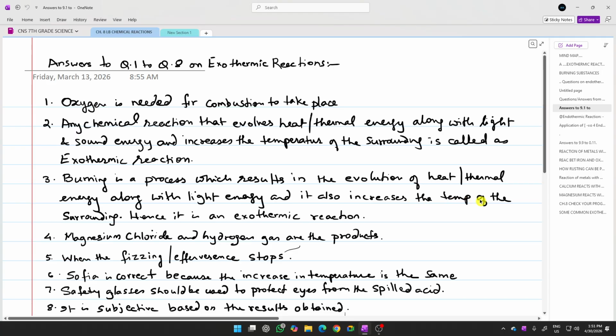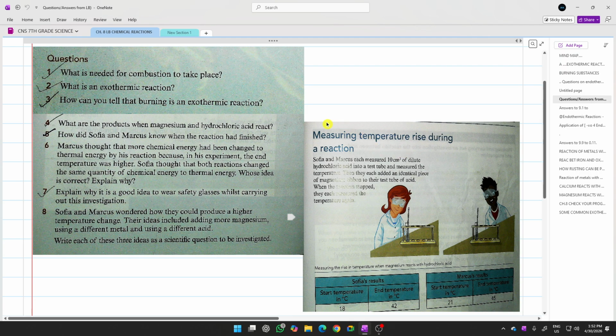Also, it increases the temperature of the surrounding, and in all burning processes, we see that the surrounding temperature always increases, okay. And these are nothing but the features of exothermic reaction. So it has to be an exothermic reaction. And that is why burning process is an exothermic reaction. That understood? Let us go to the next question, question number 4.